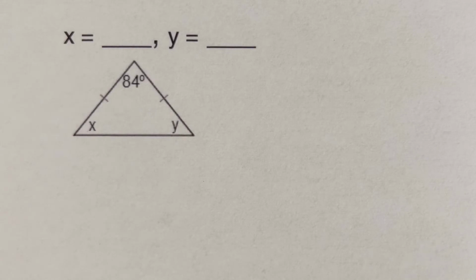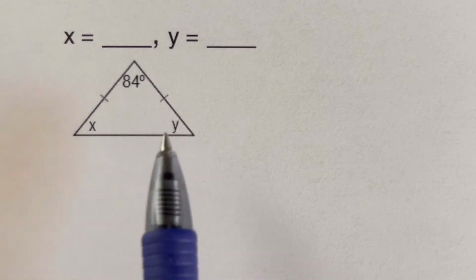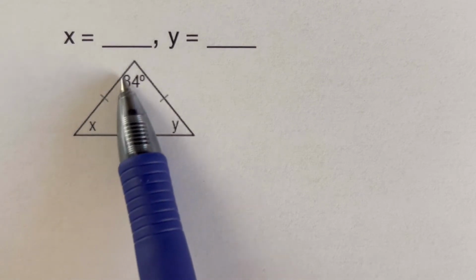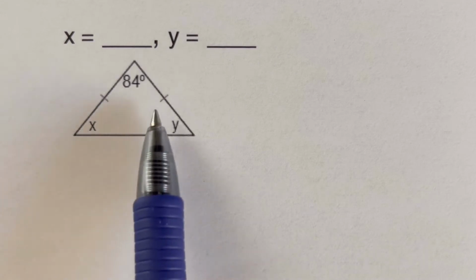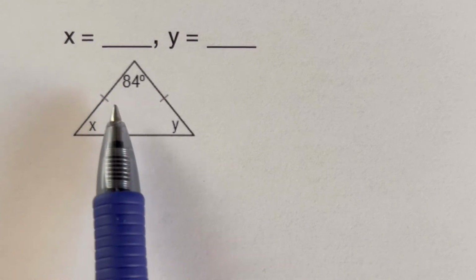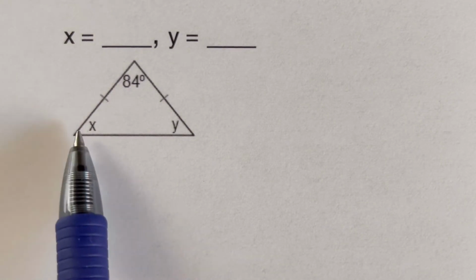In this example, we're supposed to determine the measures of x and y. Please notice that these two sides right here are congruent. The tick mark is telling us that. This means that our x and our y would also be equal to each other, so that we can determine the value for these two, x and y.